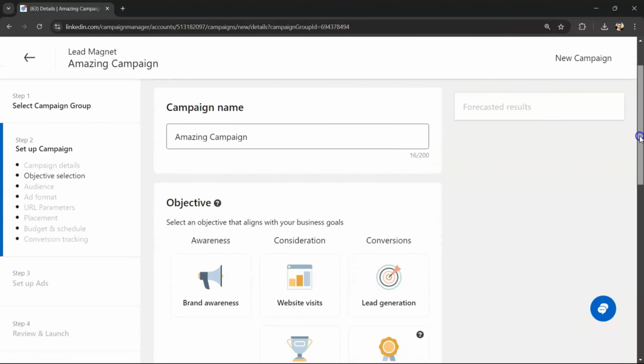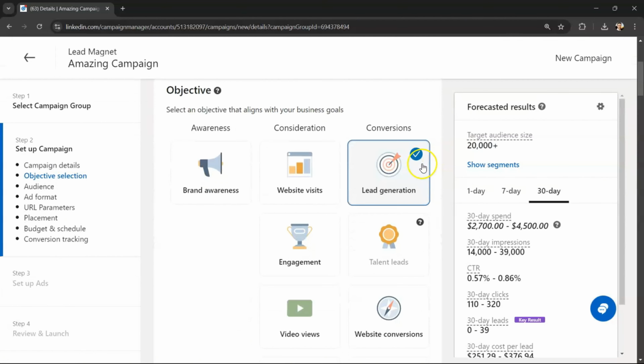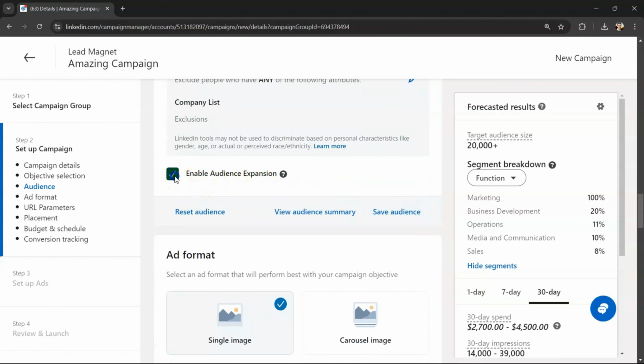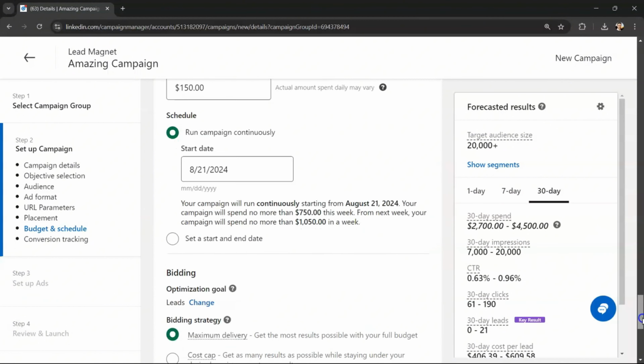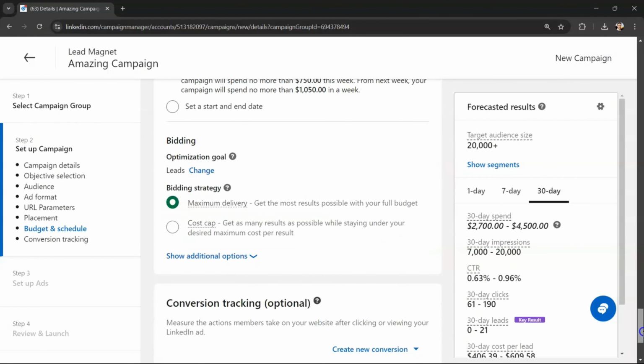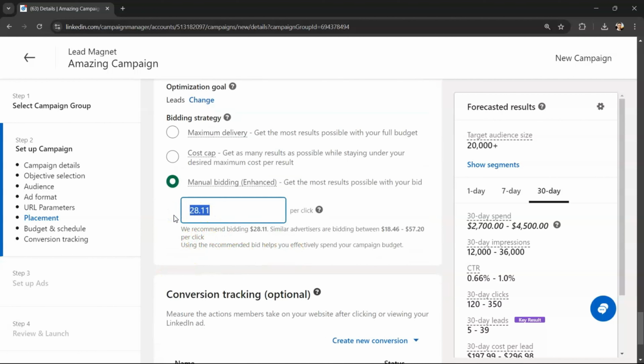When you're setting up your campaign and choosing the settings, you want your objective to be lead generation. You want to make sure that audience expansion is turned off and LinkedIn Audience Network is also turned off. For your bidding strategy, you don't want LinkedIn to overspend for you. So you want to choose manual bidding as your bidding strategy, and you want to put in a manual bid.